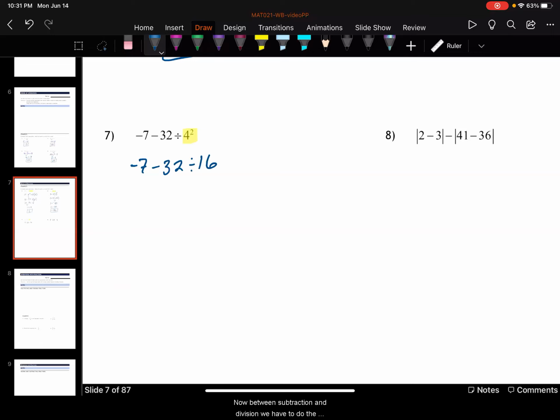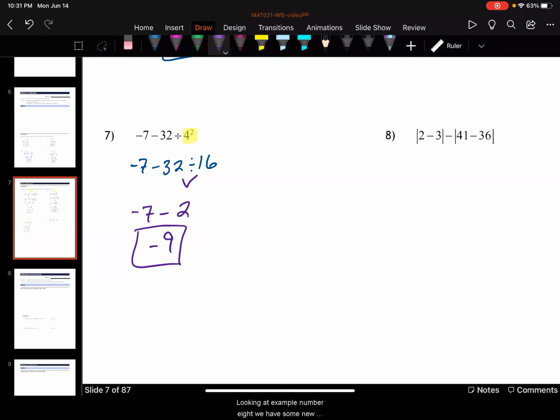Now between subtraction and division, we have to do the division first. So negative 7 minus, and then 32 divided by 16 will be 2. Negative 7 minus 2 will be negative 9. So for example 7, we get negative 9.